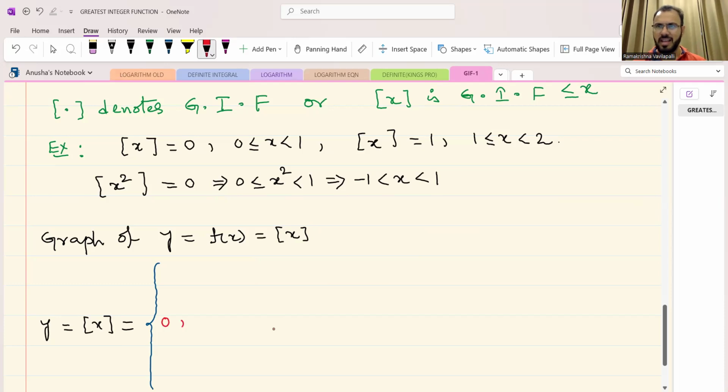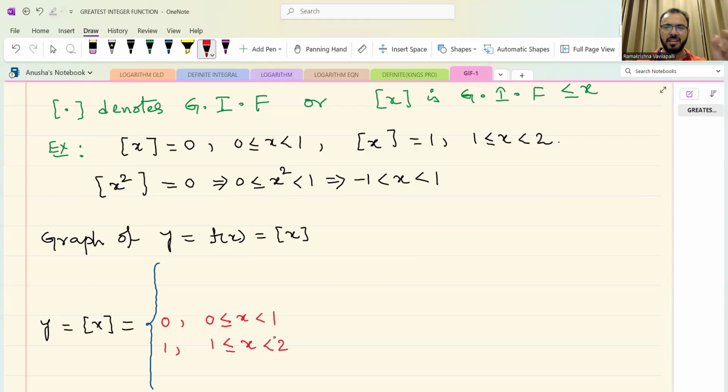Input is not a single value because the integral part of x equals 0 for many values. What are those values? Those values, as we have just seen, are where x lies between 0 and 1. You should always remember that x lies between n and n plus 1. If I give x between 1 and 2, whatever output is given, you start the inequality with that integer.